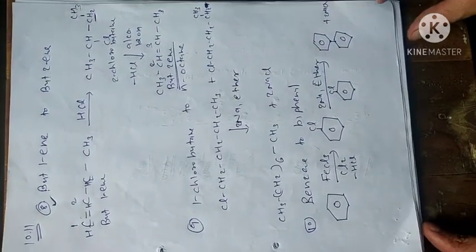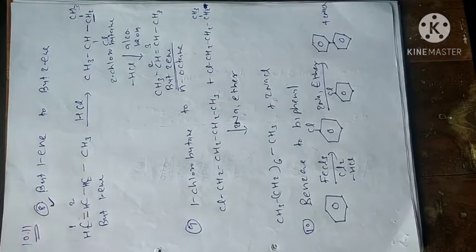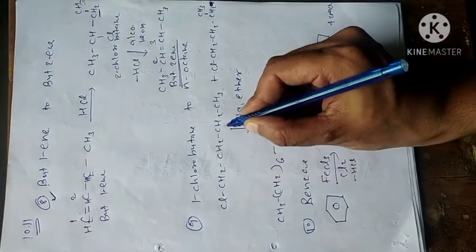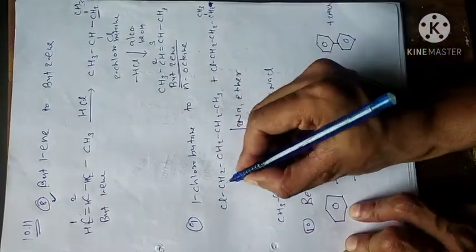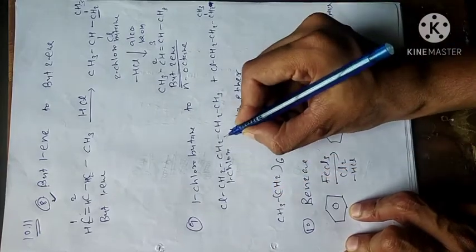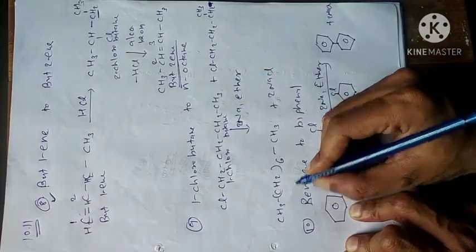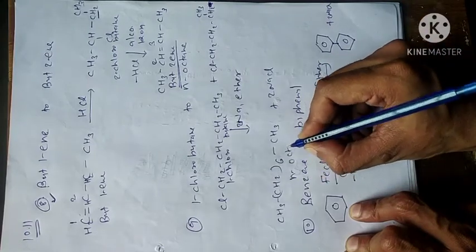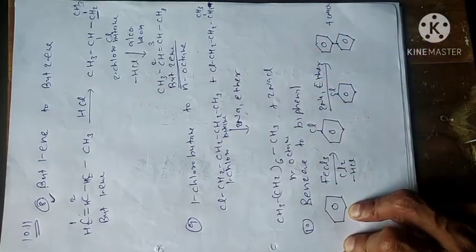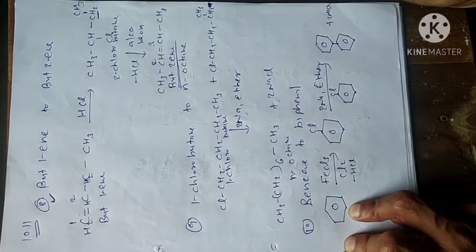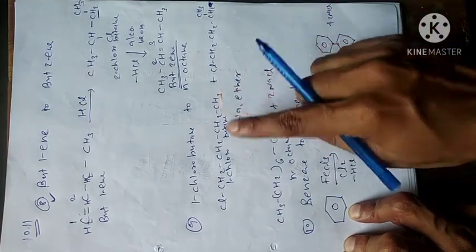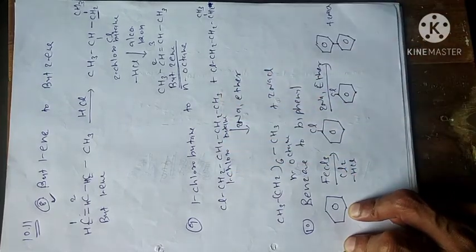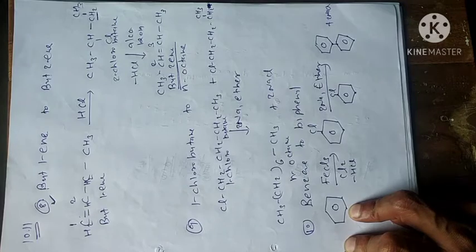Next one is 1-chlorobutane to N-octane. Now first draw the structures. 1-chlorobutane means 4 carbons are there and a Cl. You can see this structure. It is 1-chlorobutane. And this one is our N-octane, means normal octane. Now in octane, total 8 carbons are there. And in our starting material, 4 carbons are there. So we require another 4 carbon. So increase in carbon is there.